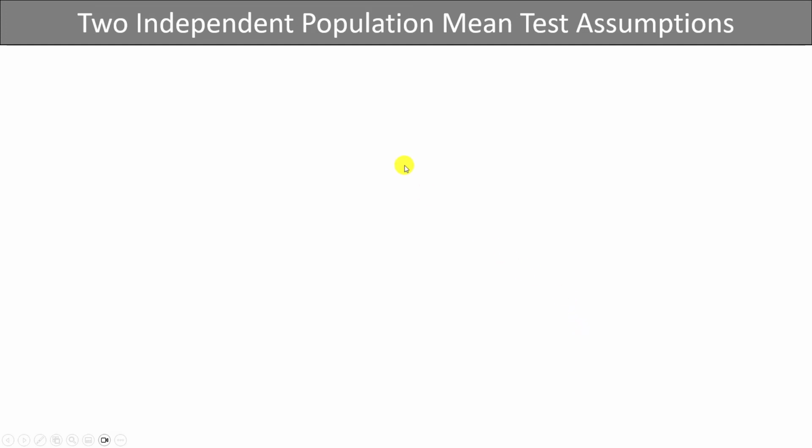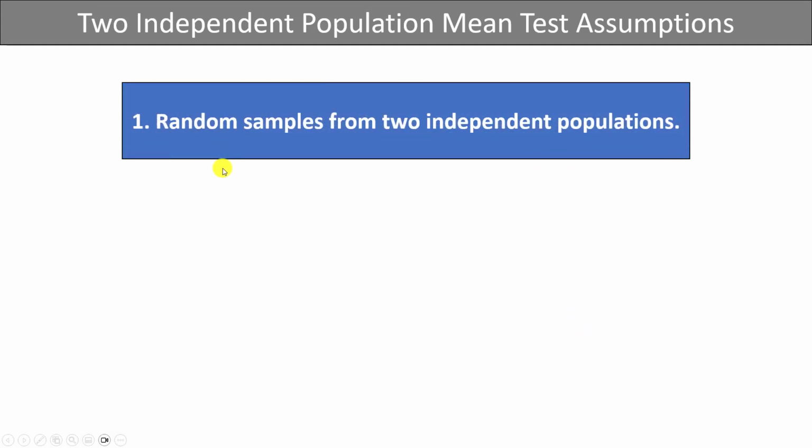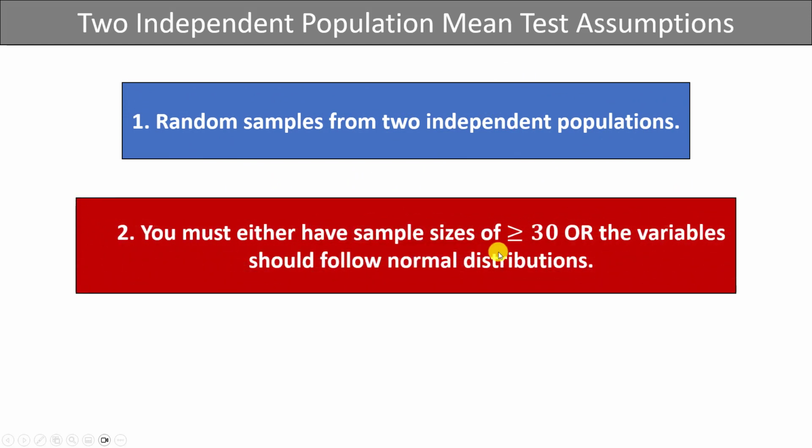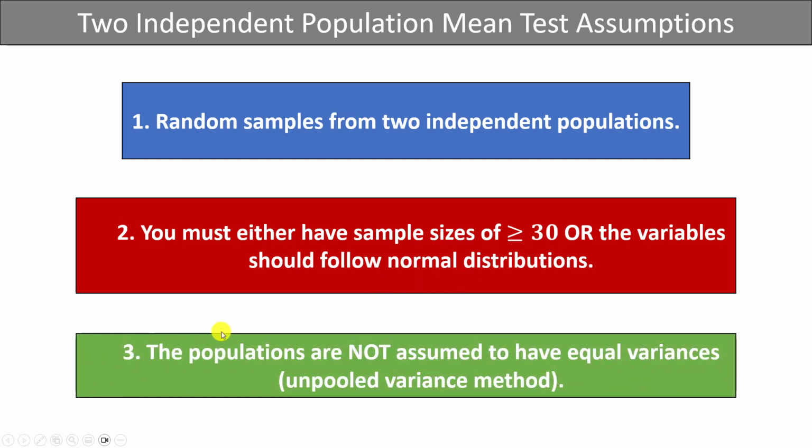Now, the assumptions for this hypothesis test are, of course, you must have random samples from your two independent populations. You also must have sample sizes of at least 30 for each of your populations, or if that's not the case, then the variables should follow normal distributions, and that's so that the central limit theorem applies. And then number 3, the populations are not assumed to have equal variances, at least for the test that we're doing. This is called the unpooled variance method. There's a different method that assumes equal variances, and that's called the pooled variance method.